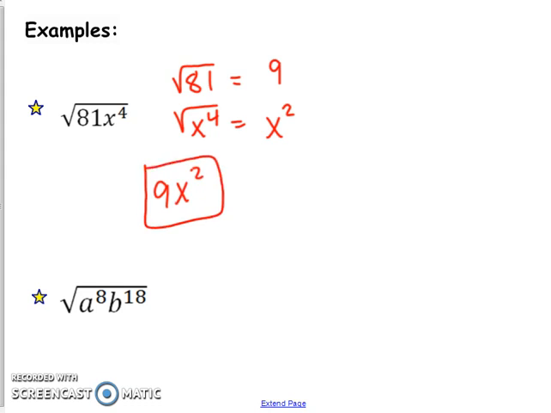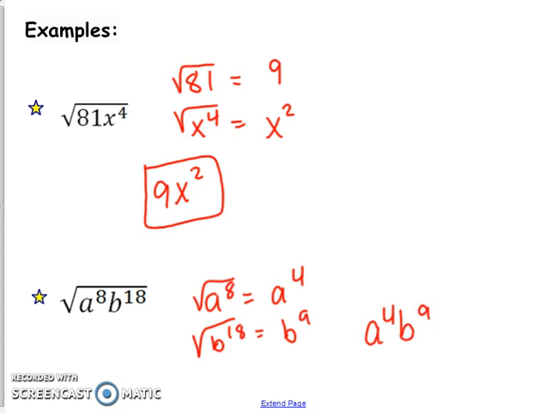Okay, same thing here. Square root of a to the 8 is going to be a to the 4th. Square root of b to the 18th is going to be b to the 9. So my combined answer, a to the 4th, b to the 9.